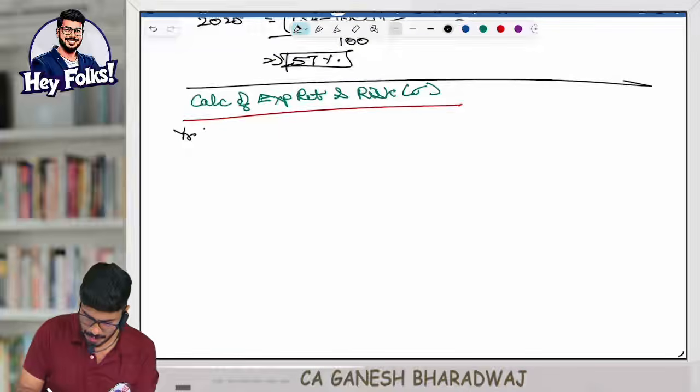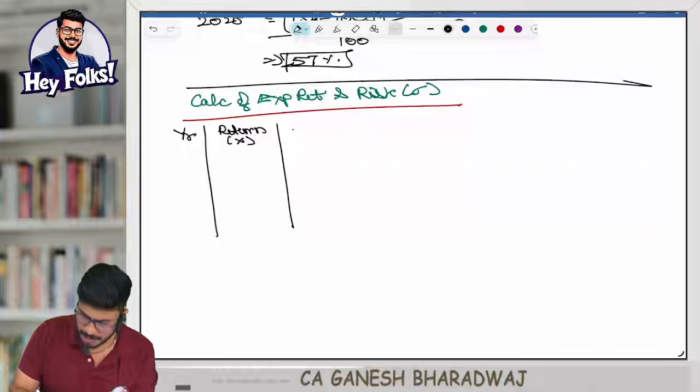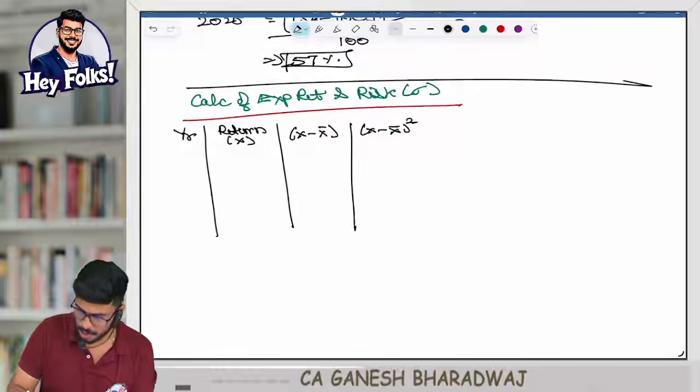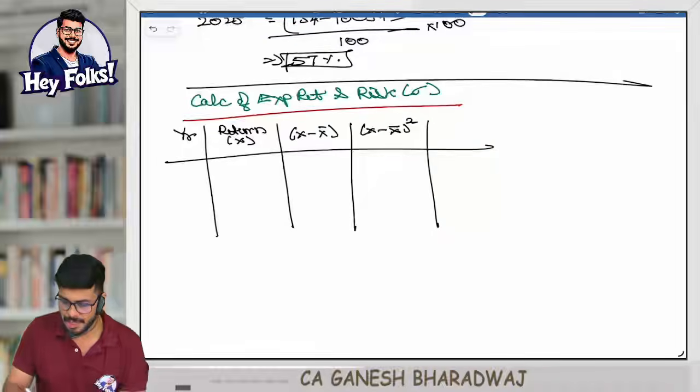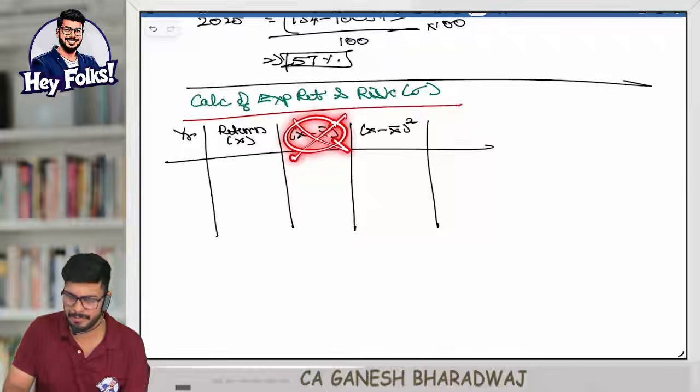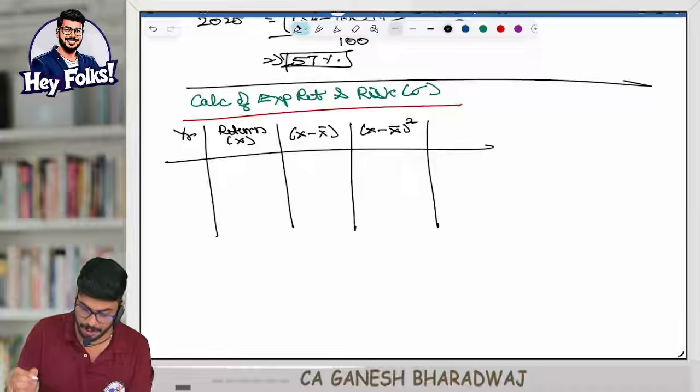Yes. Year, then return, this x, then what will you do? The third column, come on, tell. Yes, x minus x bar, then x minus x bar the whole square, right? That's about it. Now remember guys, since we are at the initial sums, I'm doing this column. Going forward, this is not required. Even for the exam, we'll directly go with this. Is that clear? Basics we are doing. That's the reason I'm also walking you through this.